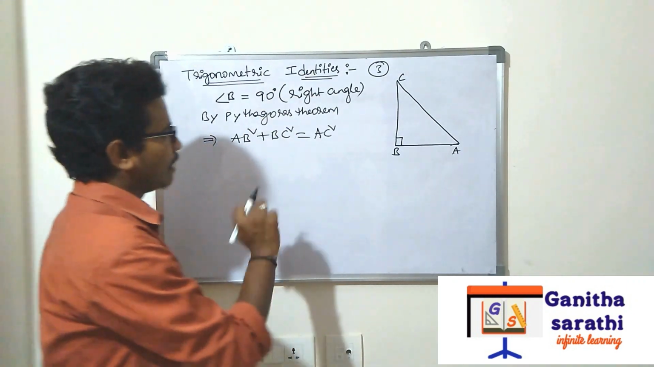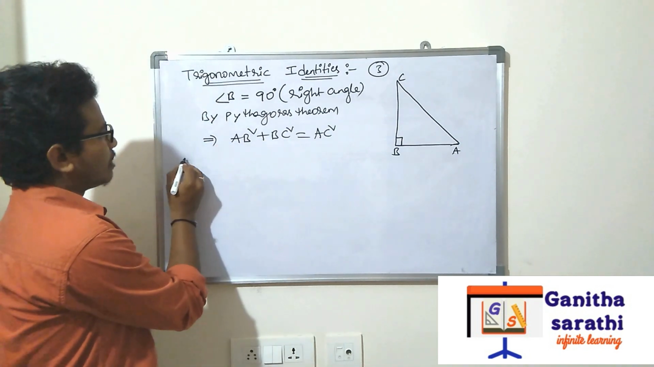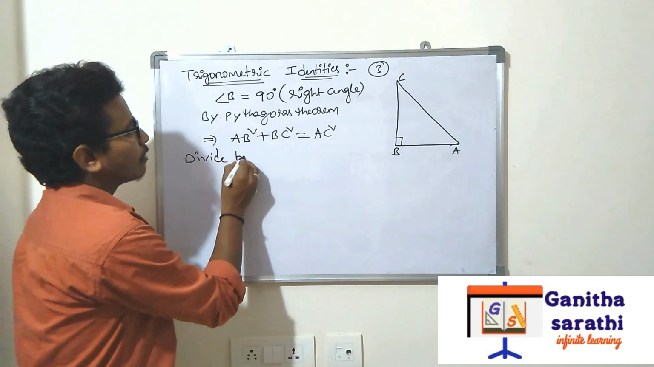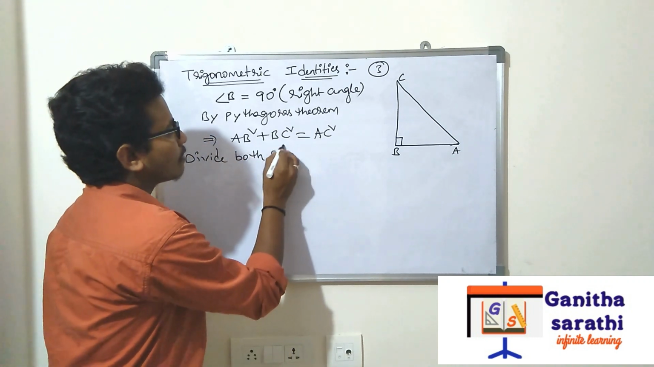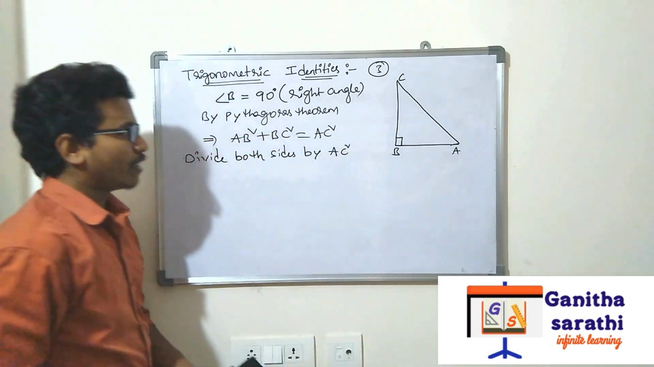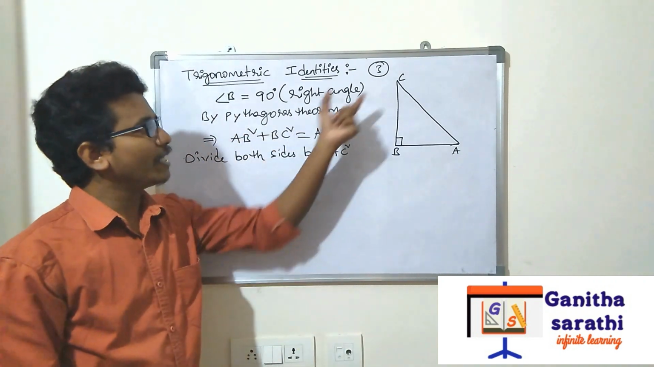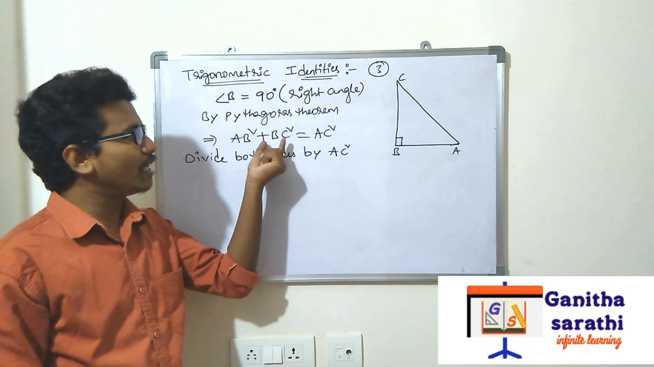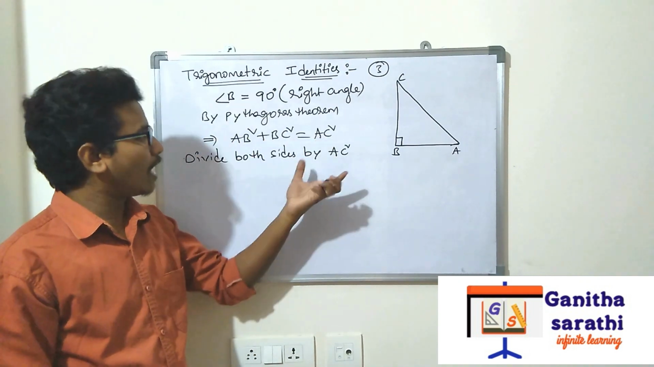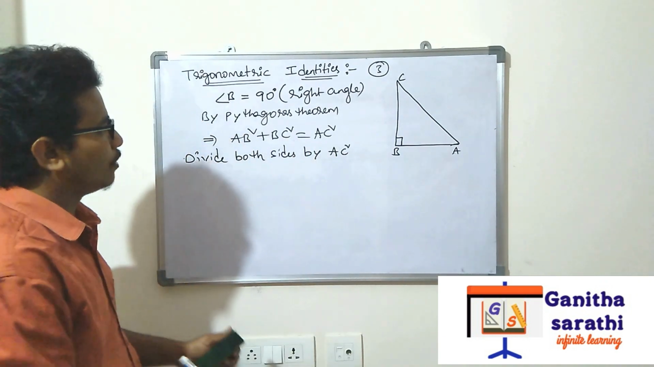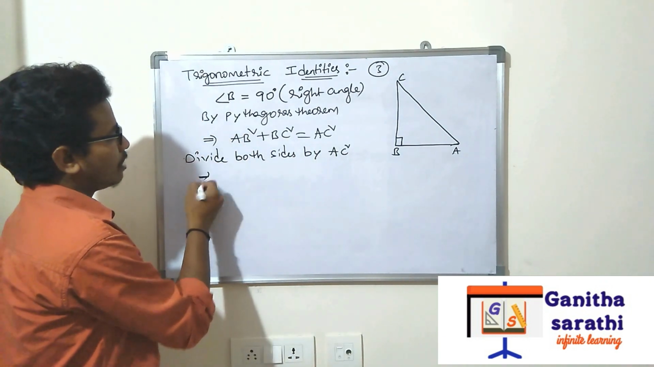Now listen carefully. First, divide both sides by AC square. To get the first identity, we will divide by AC square. To get the next identity, we will divide by BC square. To get the other identity, we will divide by AB square. Okay. The three divisions we will do. Now see the first one first. So what should you do?